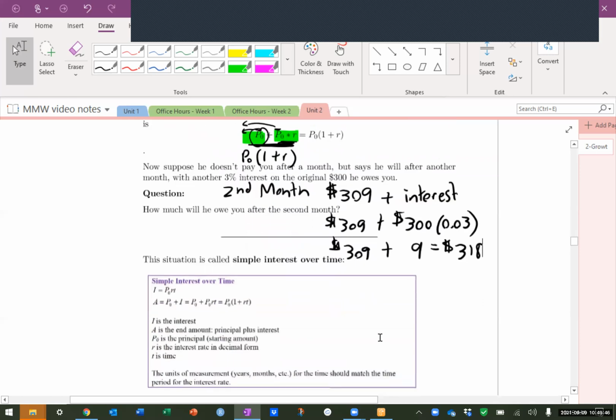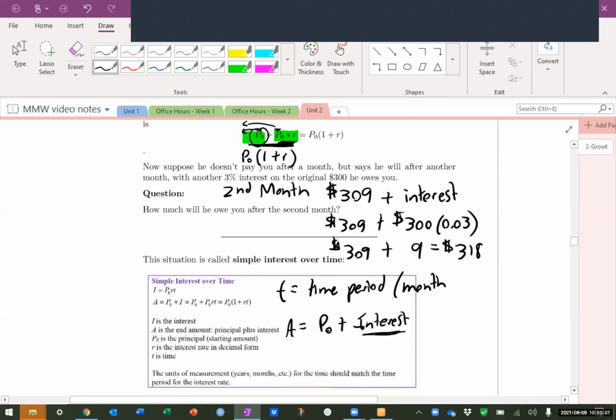So if we consider T to be each time period, in this case, a month, this equation would be: the amount he owes you is P naught plus the interest. And that interest ends up being P naught times the interest rate, for however many months. If it's 1 month, we just pay this. If it's 2 months, we put 2. If it's 3 months, we put 3. So if it's T months, we put T. So that's how we can look at that formula. And again, if we want to simplify it, we can write it like this.